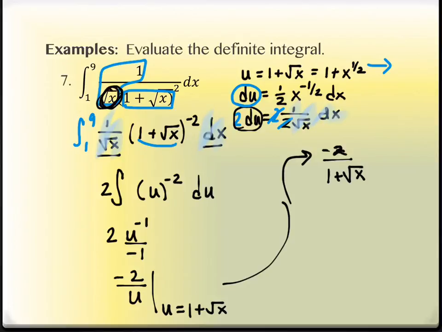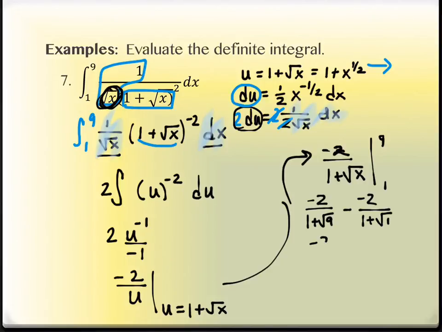What else do I need to do to finish this problem now? I won't need a plus c on this one. Do you know why? Yeah, because I have that 1 and that 9, and that's my last thing I need to do. I need to go back and evaluate at 9 and then at 1. So I have negative 2 over 1 plus the square root of 9, minus a negative 2, which will be a plus, over 1 plus the square root of 1.